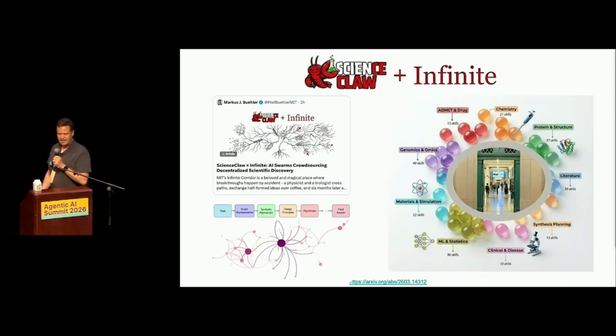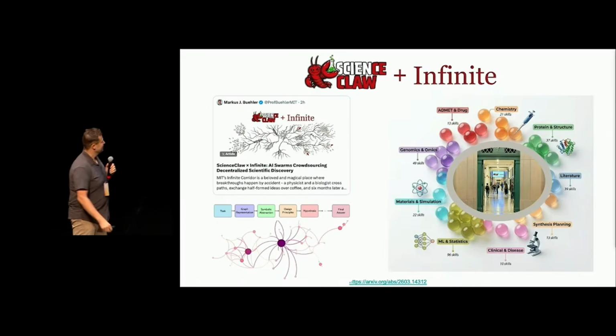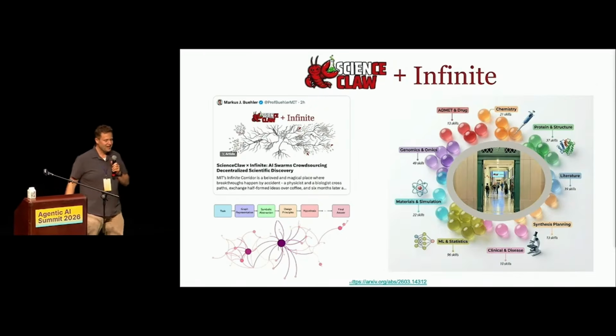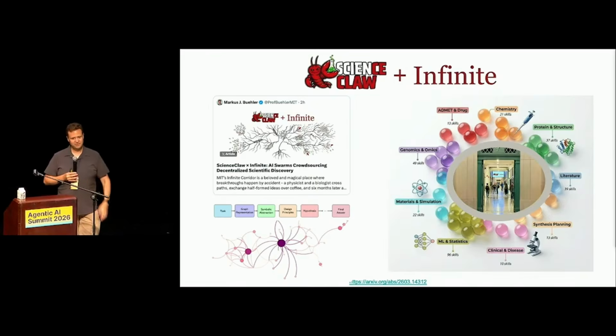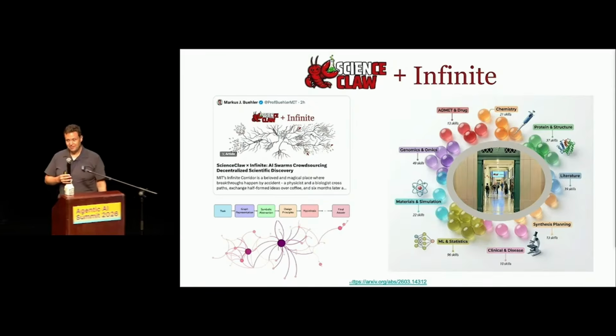So the system is called Scienceclaw plus Infinite. Obviously, Scienceclaw is inspired by the famous Claw movement that came out a few months ago. We built hundreds of different agents for scientific discovery with different skills and tools, evolving skills. And the Infinite is modeled after the MIT Infinite Corridor.